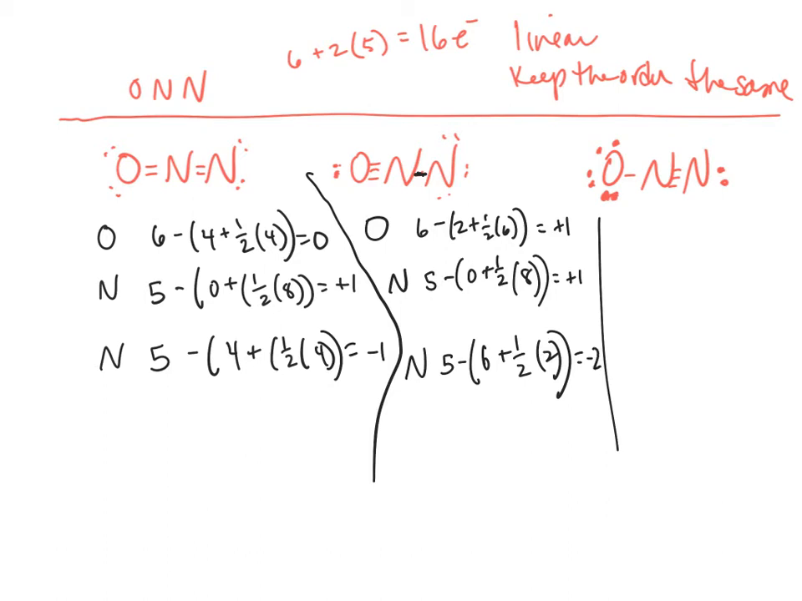And then for this set, you got oxygen, nitrogen, nitrogen. 6 minus 6 plus 1/2 times 2 is equal to -1. Nitrogen is 5 minus 0 plus 1/2 times 2, 4, 6, 8 electrons for bonding. So this is going to be equal to plus 1 and equal to plus 1. And then the last one, actually I could just move that over there.